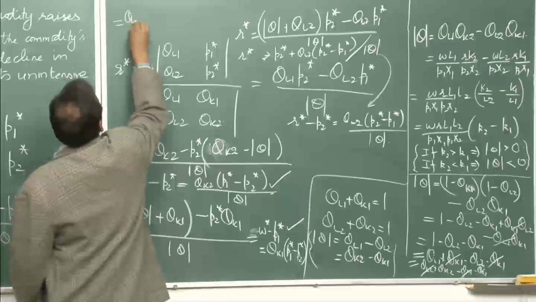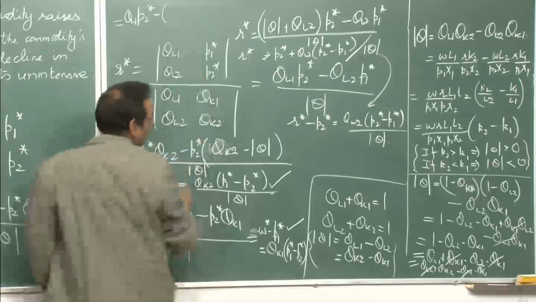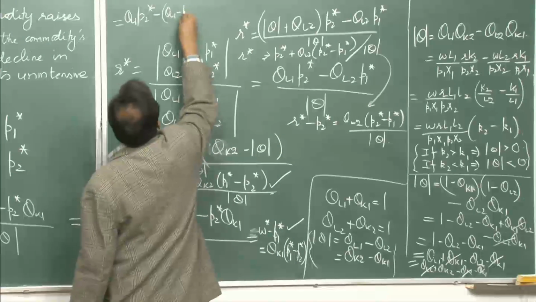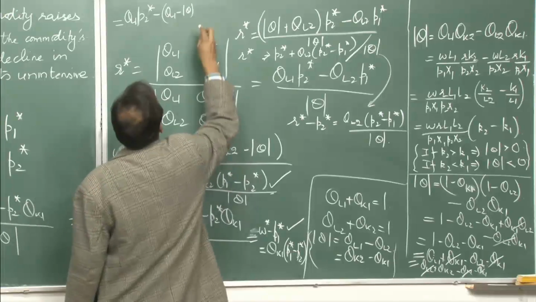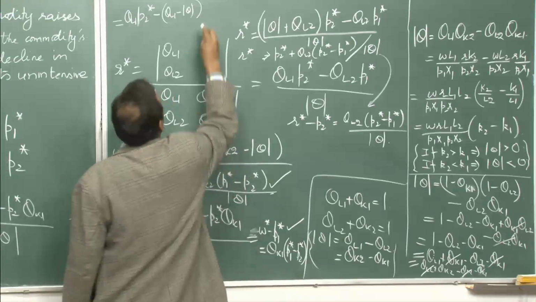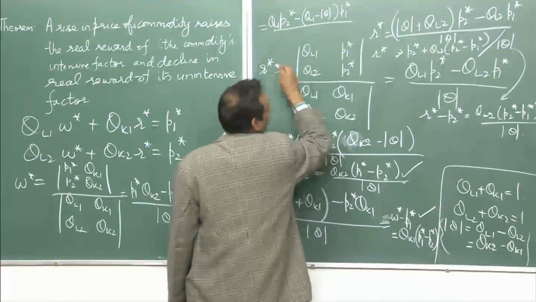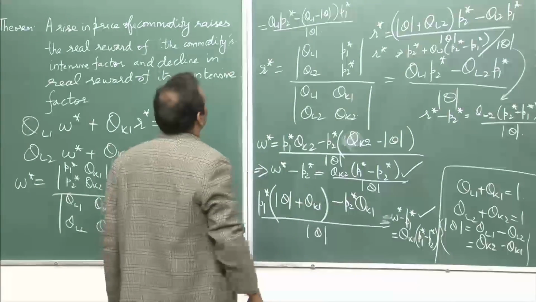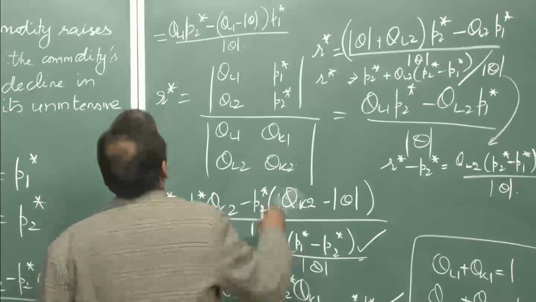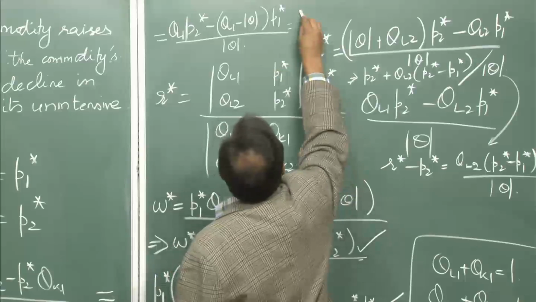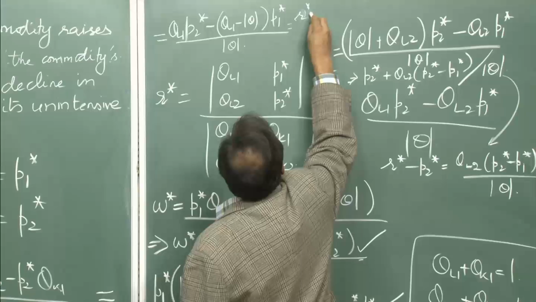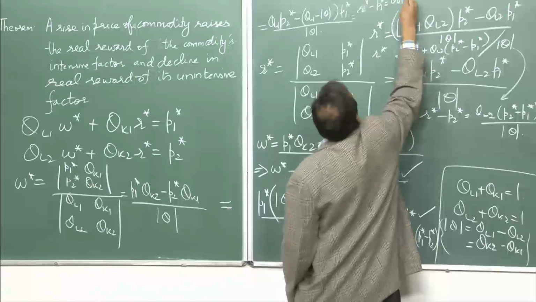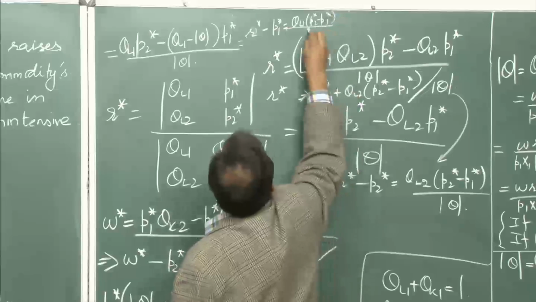Then if you had replaced theta L1 P2 star minus, instead of theta L2, theta L2 is theta L1 minus determinant theta P1 star divided by determinant theta, you would have got W star R star minus P1 star theta L1 P2 star minus P1 star determinant theta.